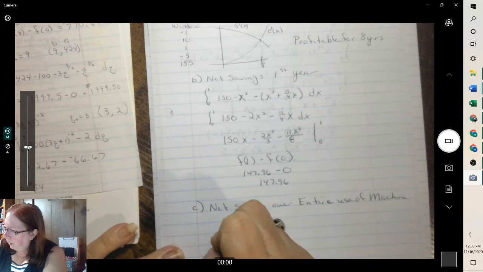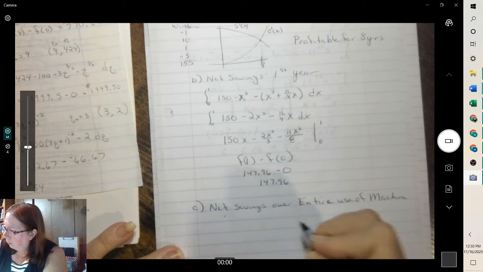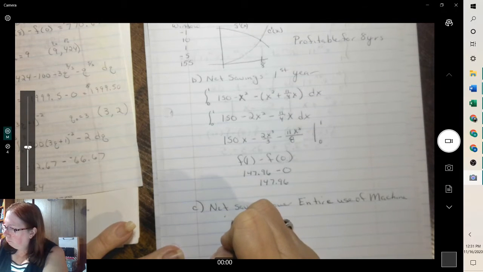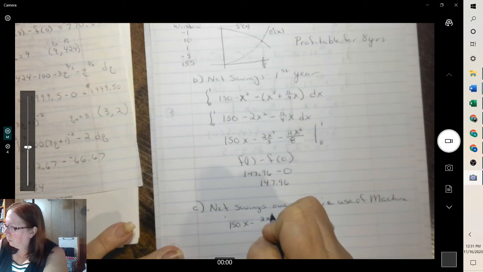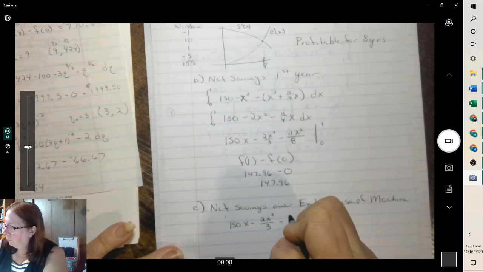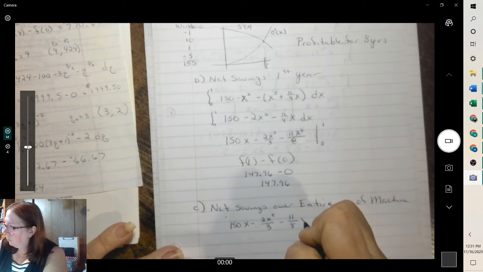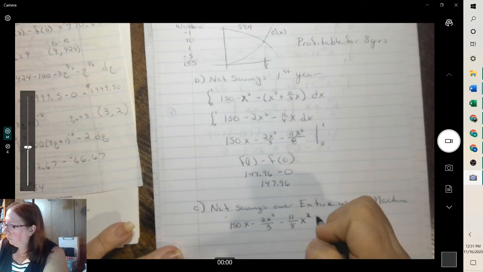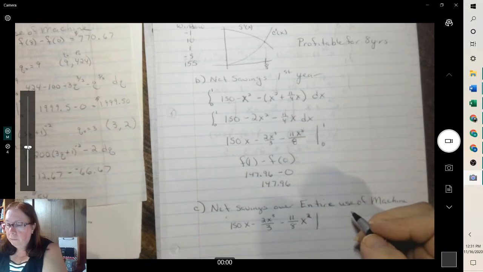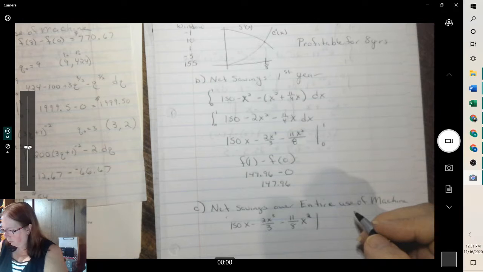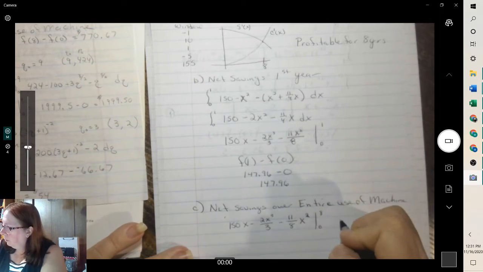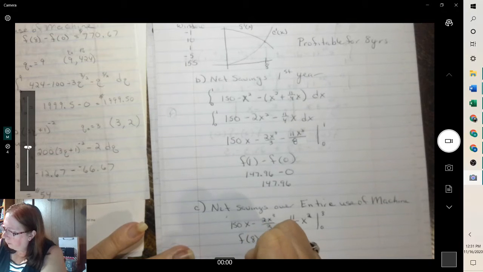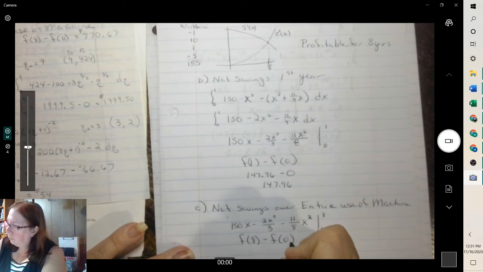So it would be your integral from 0 to 8. So it's f of 8 minus f of 0.